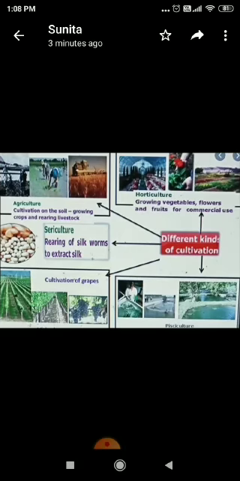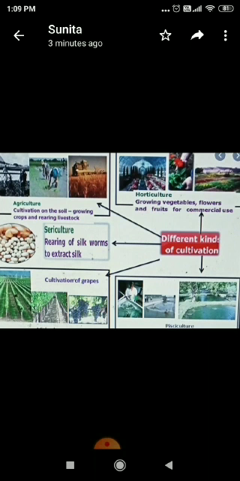Agriculture is the cultivation of plants and other life forms for food, fiber, biofuel, medicinal, and other products used to sustain and enhance human life. Along with agriculture, some more cultures are involved in agriculture, like pisciculture, horticulture, sericulture, and so on. It is given in your book also in the form of definition.